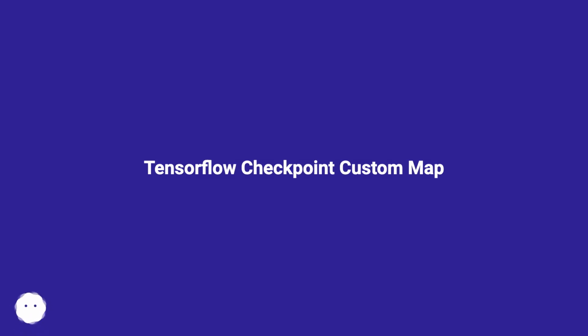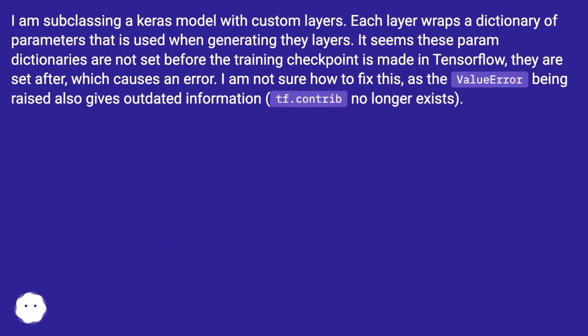TensorFlow checkpoint custom map. I am subclassing a Keras model with custom layers. Each layer wraps a dictionary of parameters that is used when generating the layers. It seems these param dictionaries are not set before the training checkpoint is made in TensorFlow, they are set after, which causes an error. I am not sure how to fix this, as the ValueError being raised also gives outdated information. tf.contrib no longer exists.